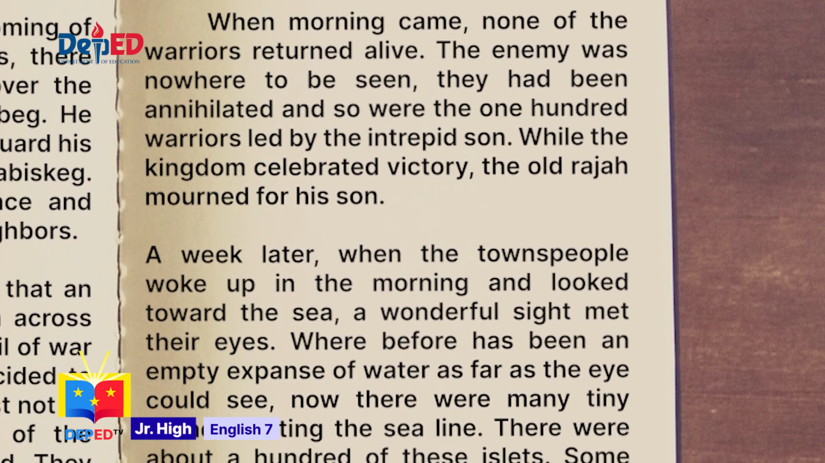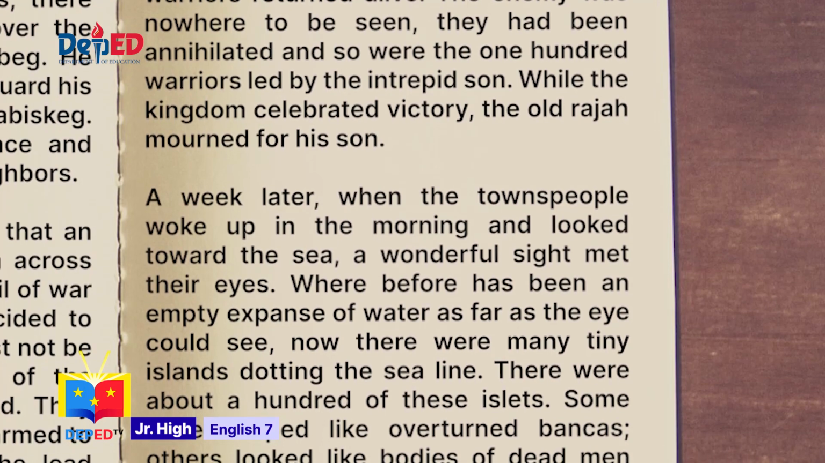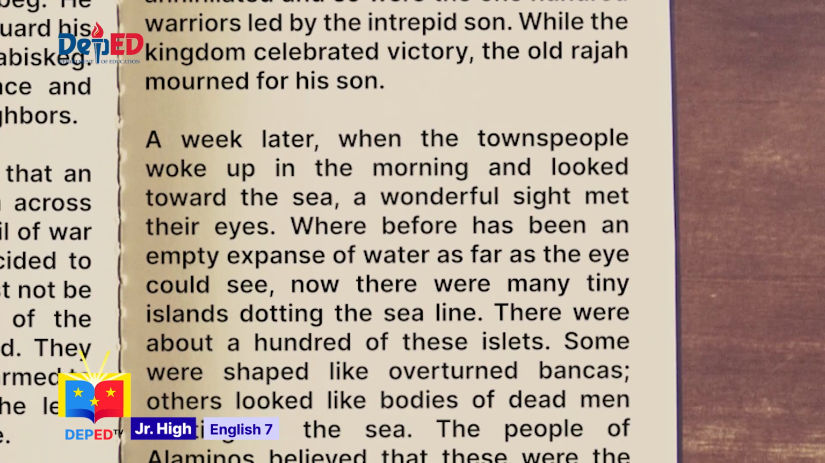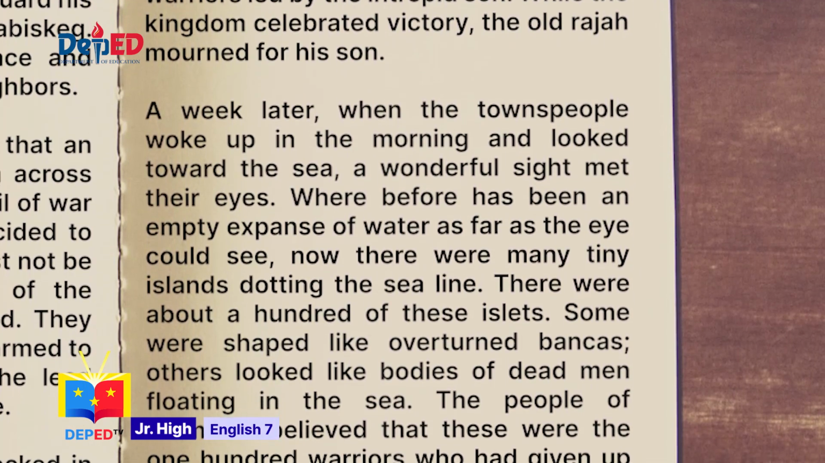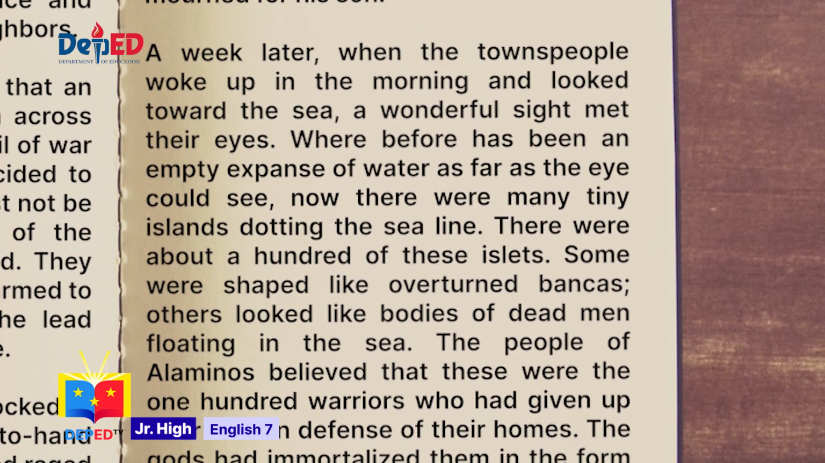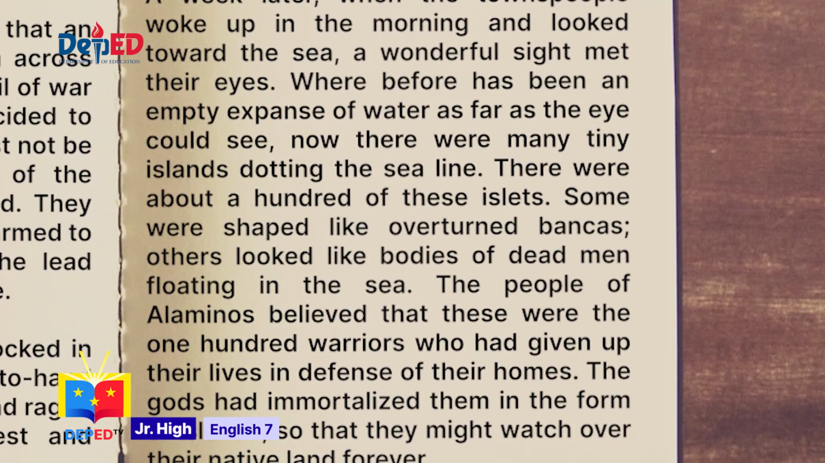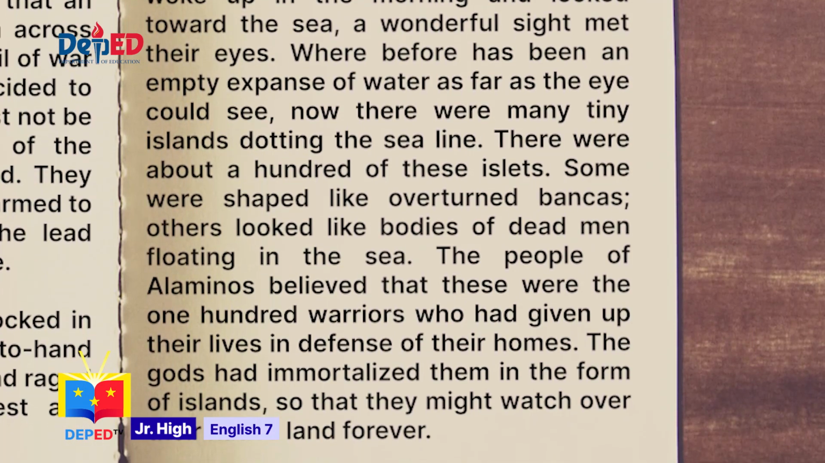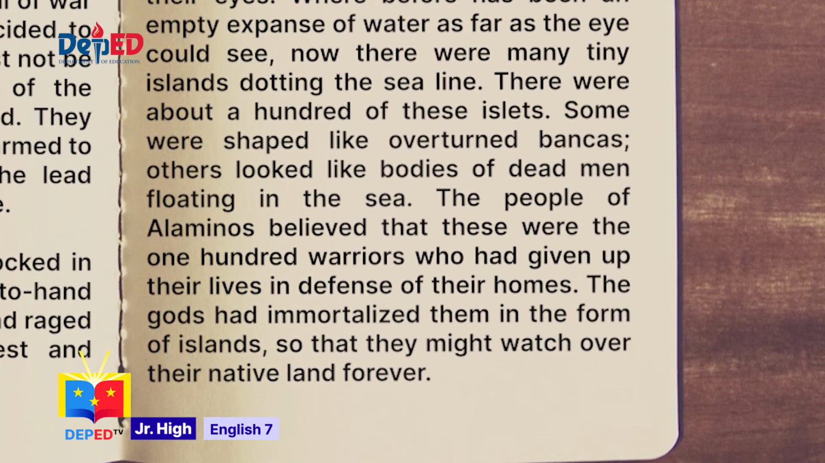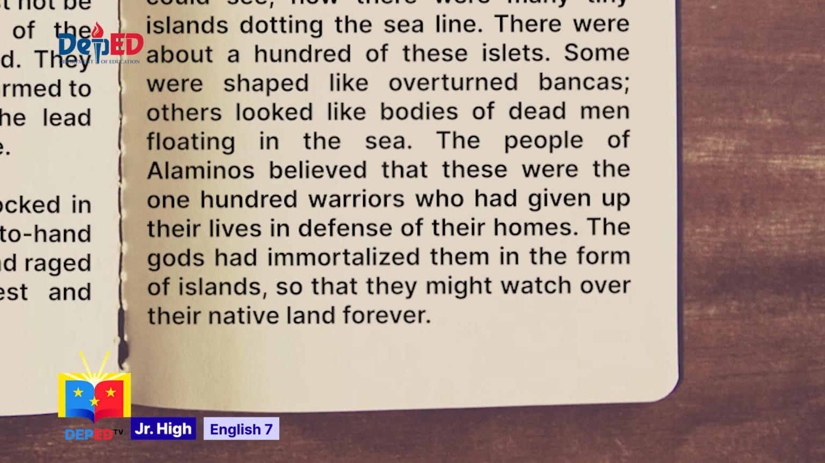A week later, when the townspeople woke up in the morning and looked toward the sea, a wonderful sight met their eyes. Where before had been an empty expanse of water as far as the eye could see, now there were many tiny islands dotting the sea line. There were about 100 of these islets. Some were shaped like overturned bankas. Others looked like bodies of dead men floating in the sea. The people of Alaminos believed that these were the 100 warriors who had given up their lives in defense of their homes. The gods had immortalized them in the form of islands so that they might watch over their native land forever.